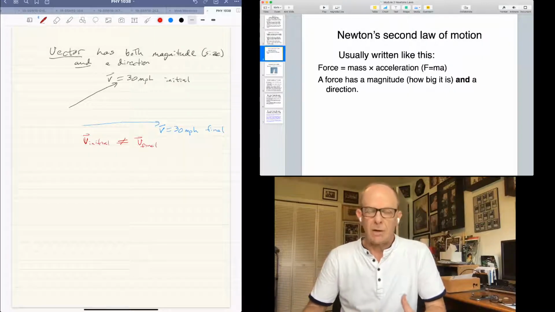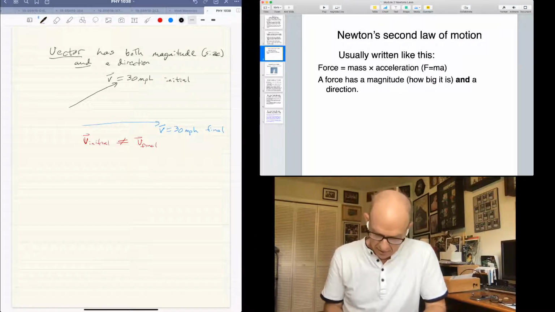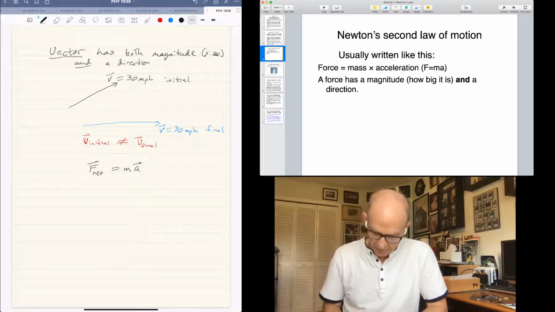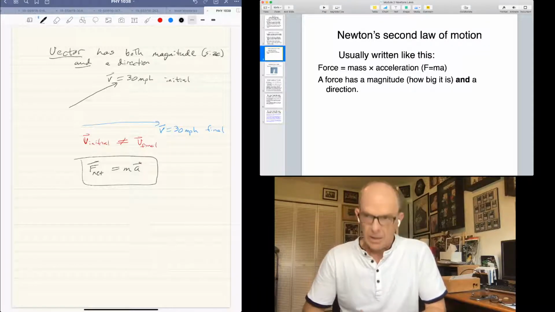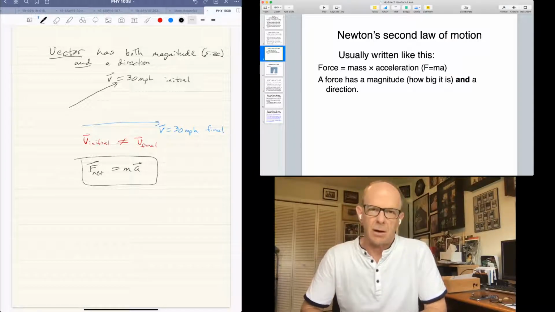Newton's second law of motion basically quantifies the first law. The second law says that the net force acting on an object is equal to the mass of that object times the acceleration of that object. So the equation written out here in vector form, F equals ma, and on the notes here I've written the F and the A with arrows over them to indicate that they are vectors.